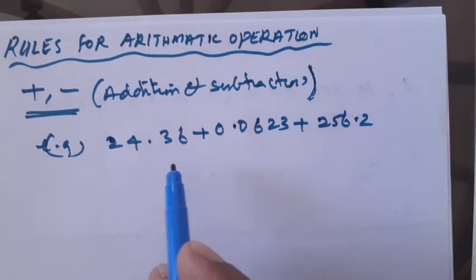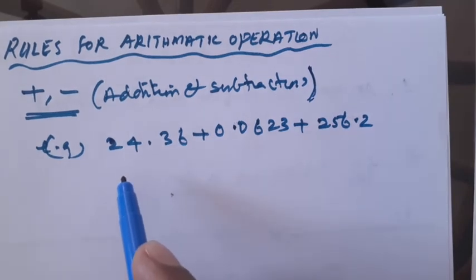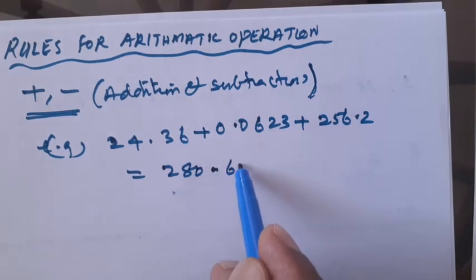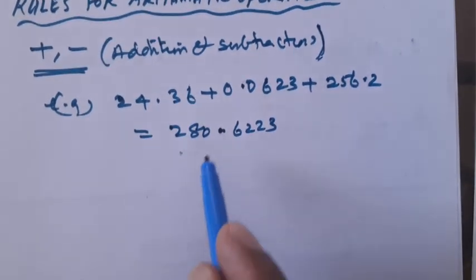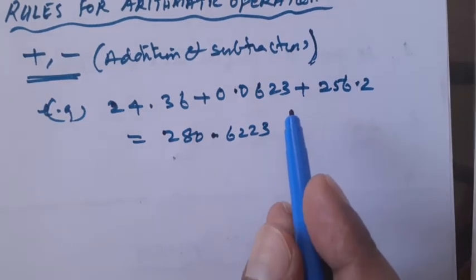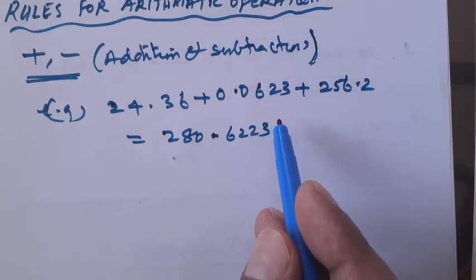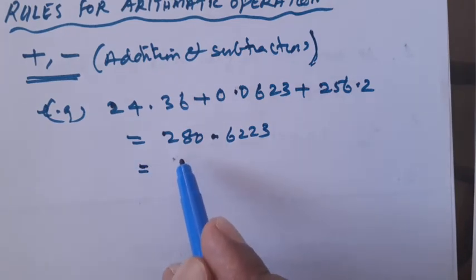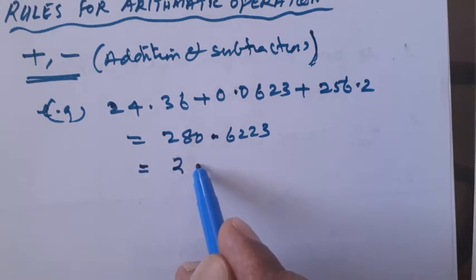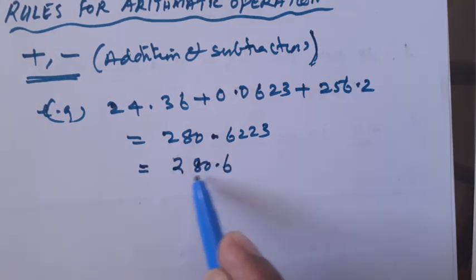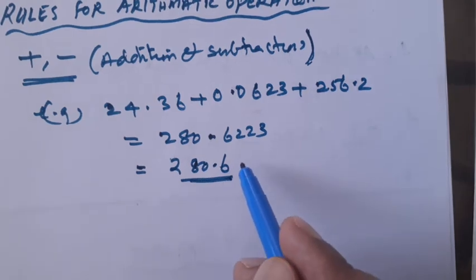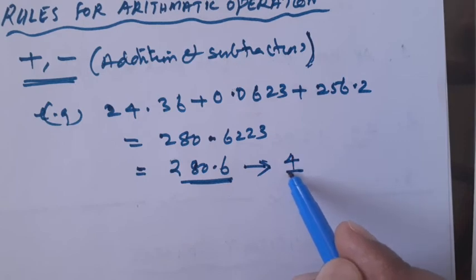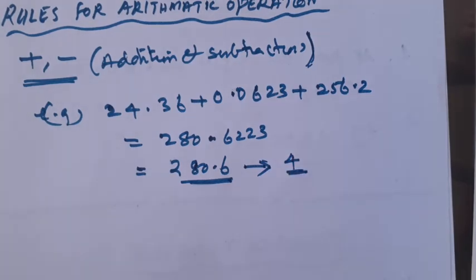Now adding these three, we are getting 280.6223. 280.6223 is your answer, right? Now while writing the significant figures, it should be rounded off to 280.6. So in this case your significant figure is 4. Your significant figure is 4.